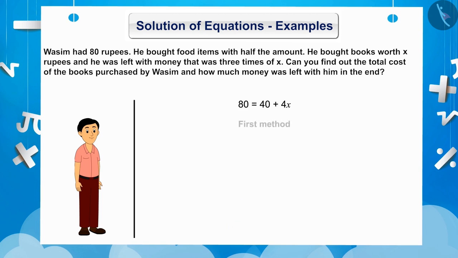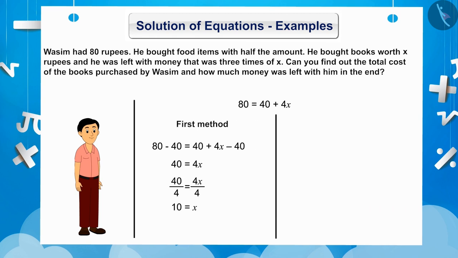There are two ways of doing this. First is to subtract 40 from both sides. By doing so, the equation will be 40 is equal to 4x. And if we divide both sides by 4, we will get 10 is equal to x. Children, do you think you could solve it using another method?